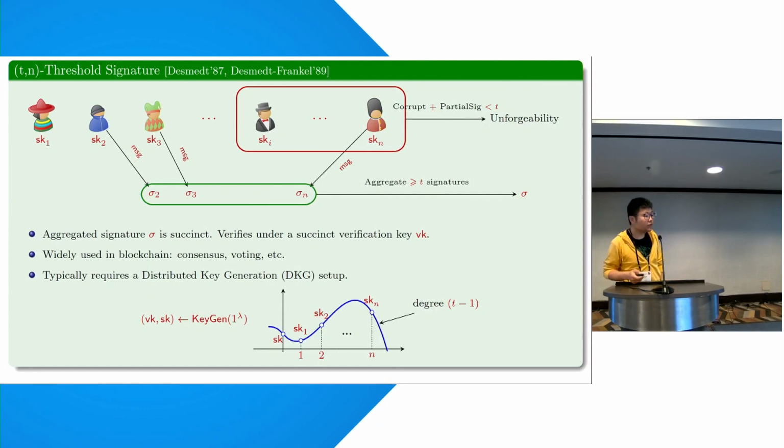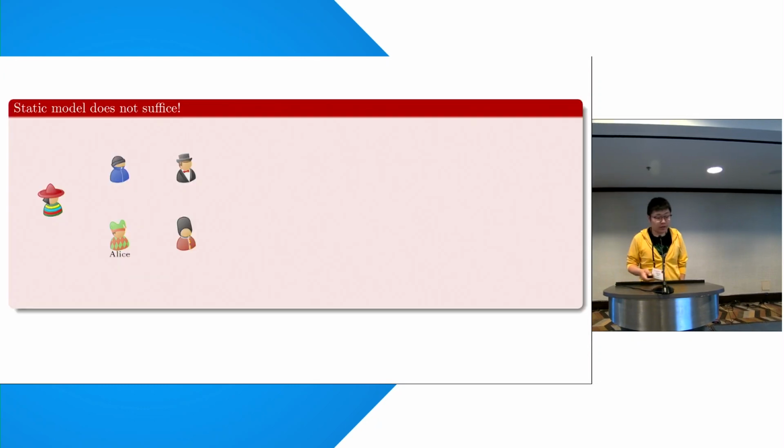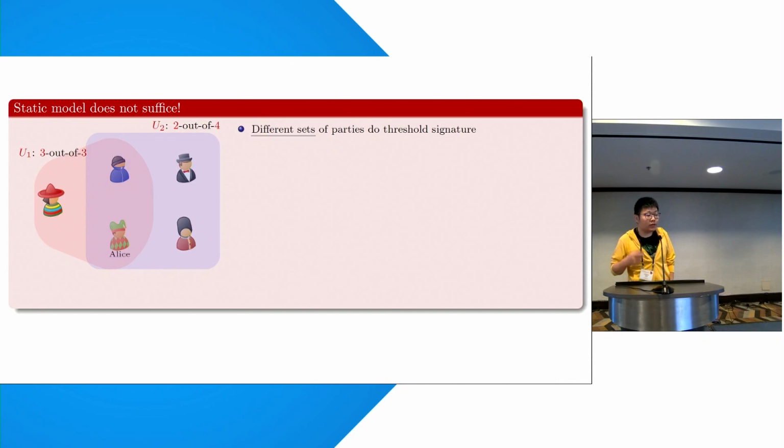key SK. So the starting point of our work is that this standard model may not be sufficient for some emerging applications. For example, when you set up a threshold signature on blockchain, you may not always want to do a threshold signature with all the parties. Maybe you trust some parties more than the others, and maybe they don't share the same interests with you. In my example here, I have a 3-out-of-3 threshold signature with the left 3 parties, and a 2-out-of-4 threshold signature for the right 4 parties, let's say.